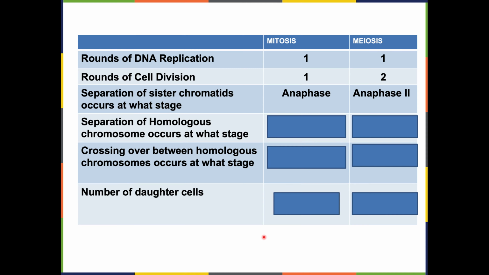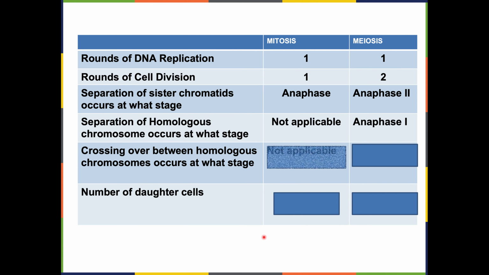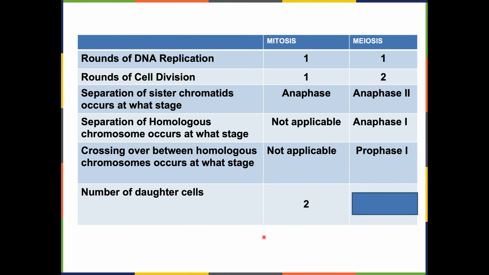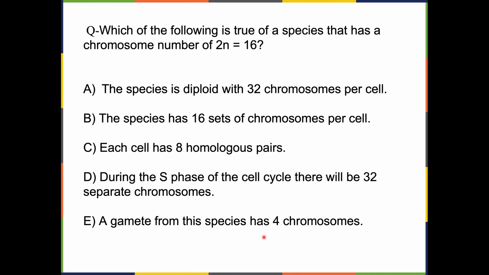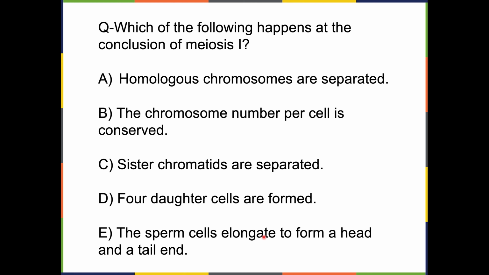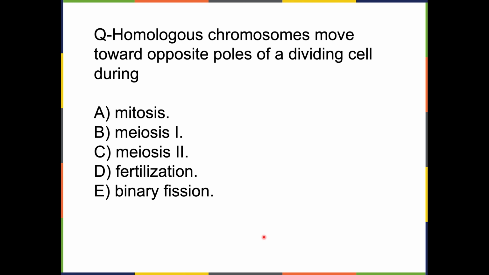Separation of homologous chromosomes occurs at what stage? Doesn't happen in mitosis. It happens during anaphase 1 in meiosis. Crossing over between homologous chromosomes doesn't happen in mitosis. It happens during prophase 1 in meiosis. How many daughter cells do we get? 2 from mitosis, 4 from meiosis. So now you have 3 questions to answer. This is another one. That's the next one.